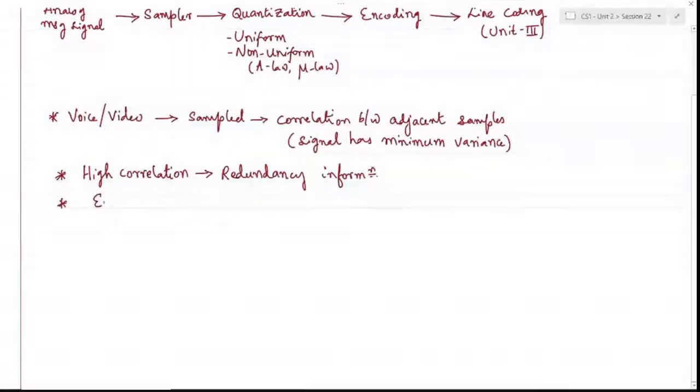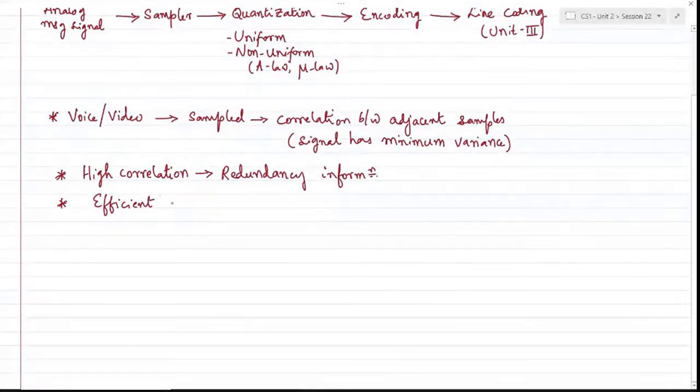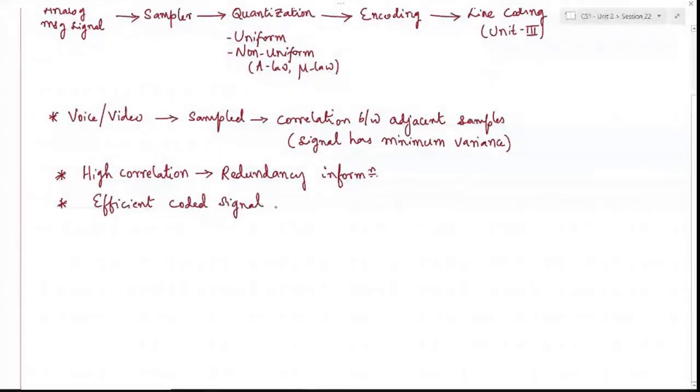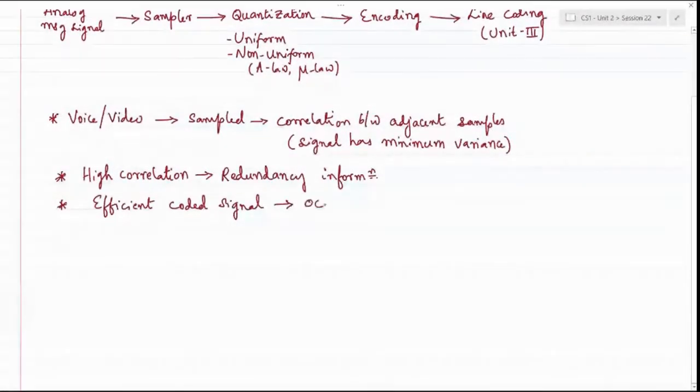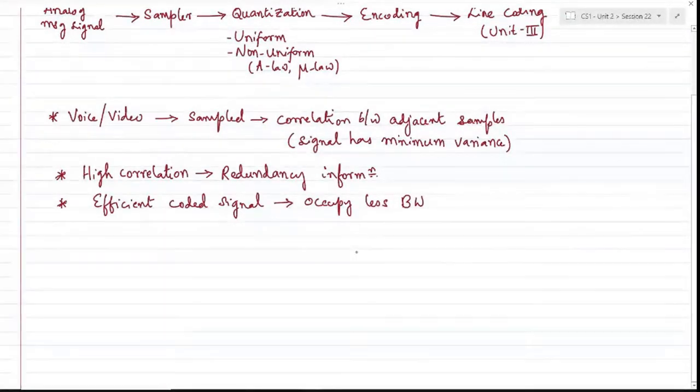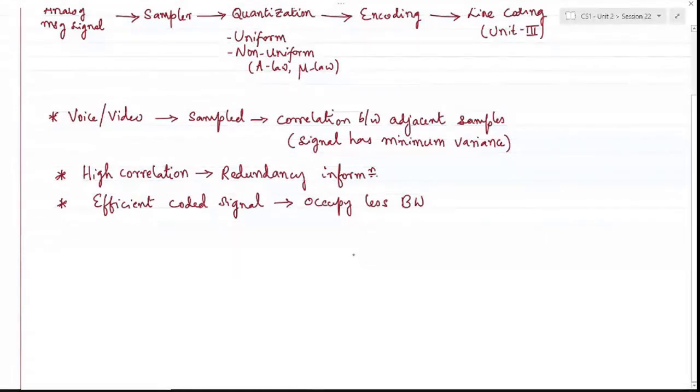So what would be the result of this efficient process? It will be efficient in coding signals. This efficiently coded signal will obviously occupy less transmission bandwidth. I can say it will occupy less bandwidth compared with a regular or conventional PCM system.